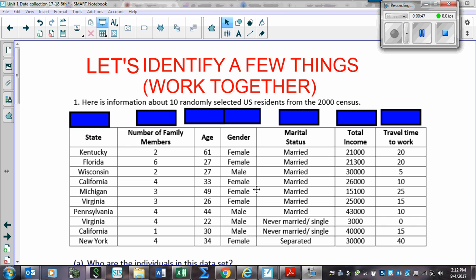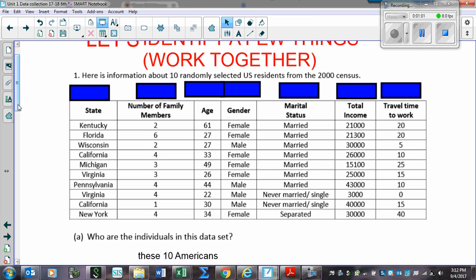And so the first thing is that we are looking at these 10 Americans drawn from the 2000 census. So that's the answer to this first question. Who are the individuals in this data set? It's just 10 randomly selected Americans from 2000.